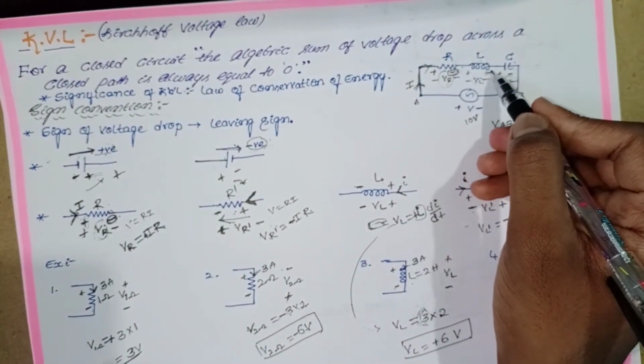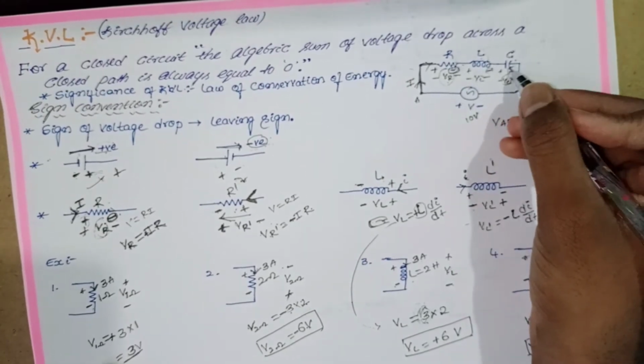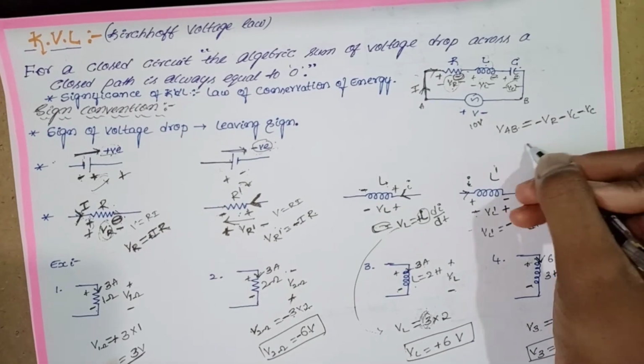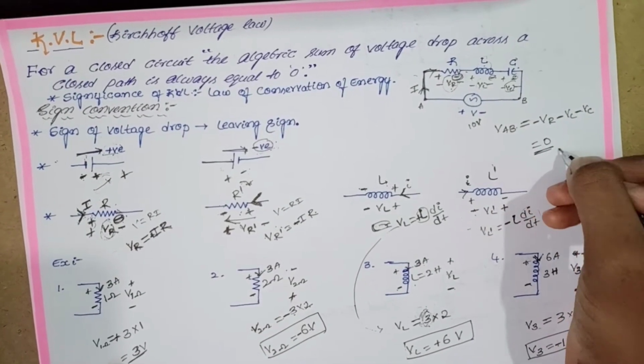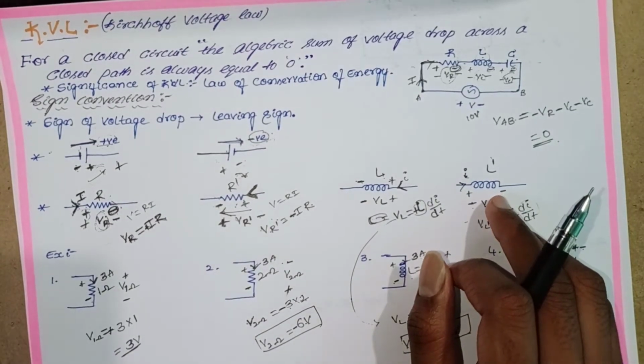Which sign is leaving? Negative. Put negative. For VL, which sign is leaving? Negative. So VC is equal to 0. We will find this type. Okay, I will explain some more examples.